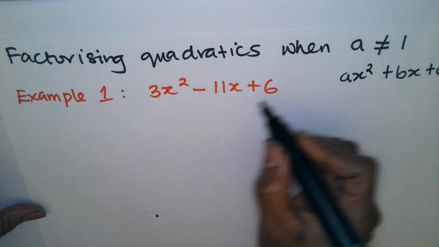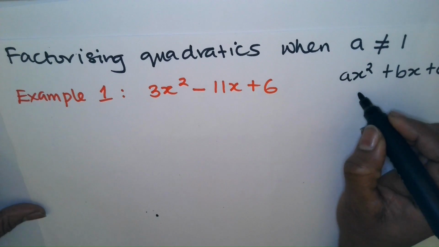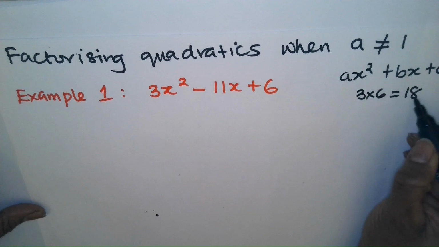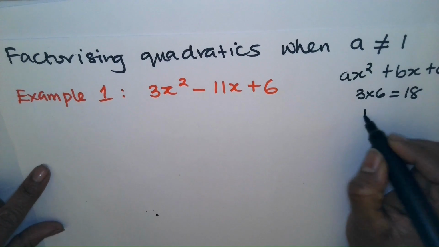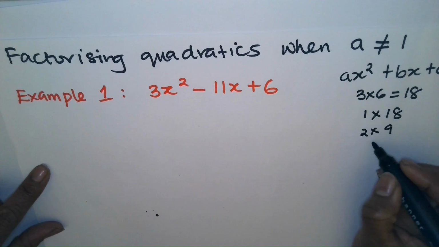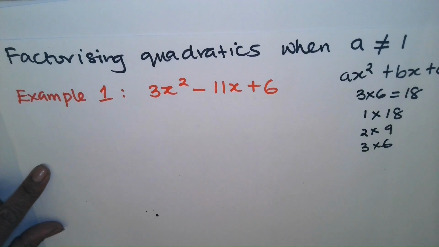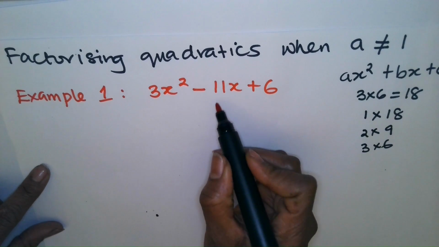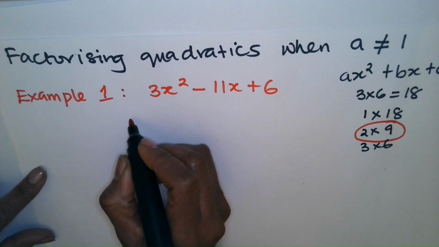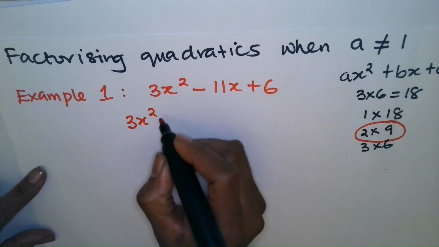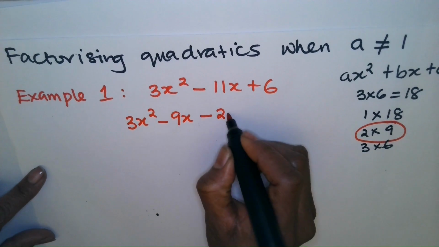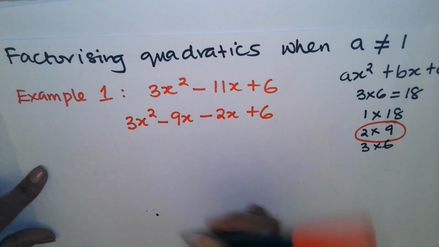So we're going to multiply a and c. So we have 3 times 6 will give us 18. So we have to get the factors of 18. So we've got 1 and 18, 2 and 9, 3 and 6. So we're going to find out two numbers that when you add will give us minus 11. So we've got that it is this one. So we rearrange 3x squared minus 9x minus 2x plus 6.